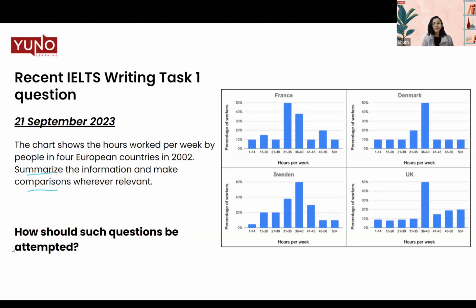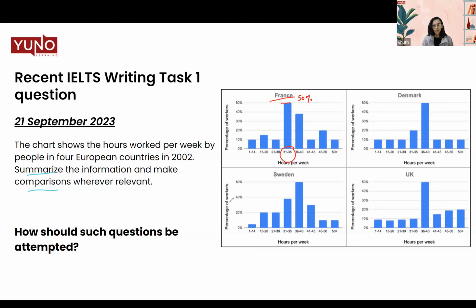So let's see what is the data that is given to us. Now, before we start writing this down, let's have a look at the main features, the key features. So I always start by looking at the highest and the lowest values. So let's start with France. What is the highest value that you can spot here? The highest value, it is pretty evident, is 31 to 35 hours. That is the highest and it is rated at 50%.